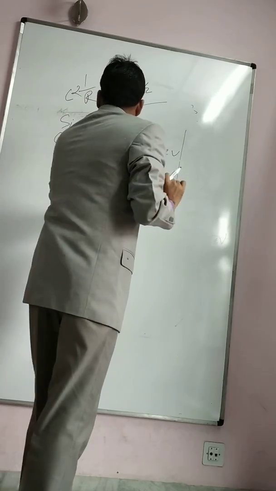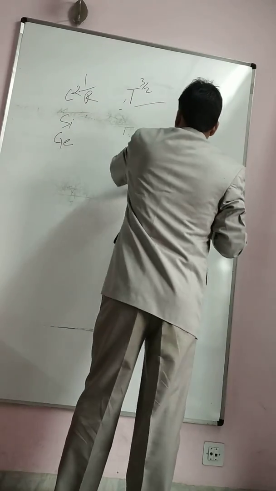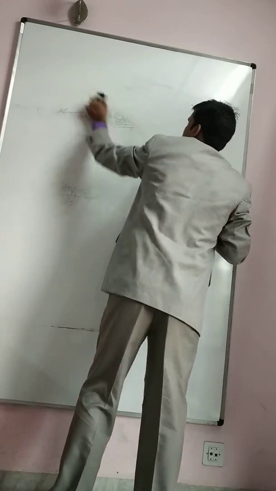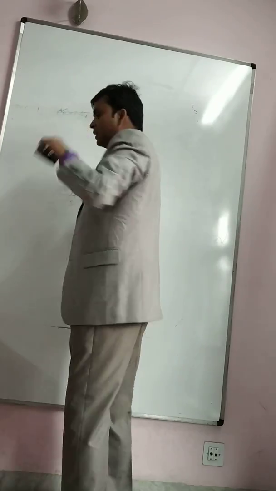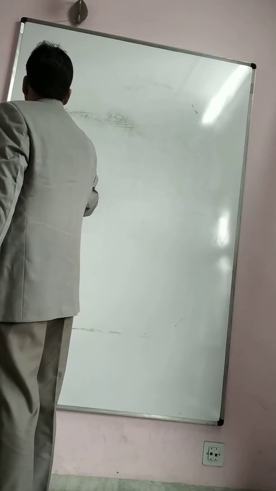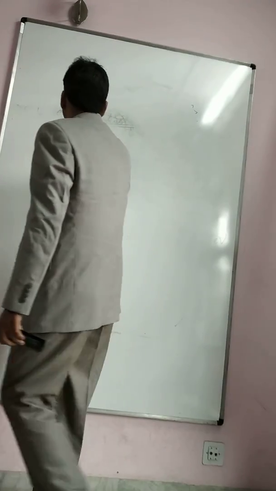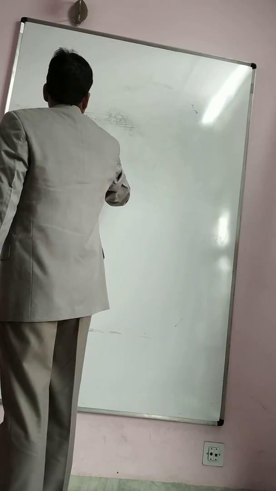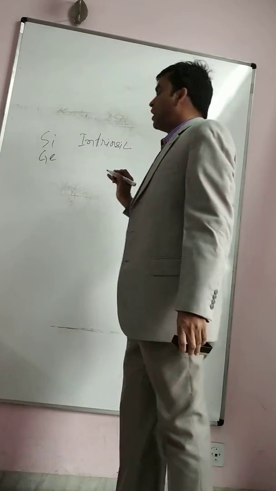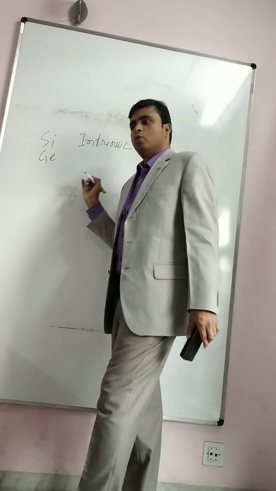The other thing is, naturally occurring semiconductors, silicon and germanium, are called intrinsic type semiconductors, and their conductivity is very low.